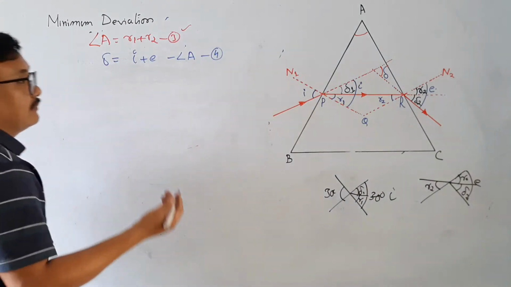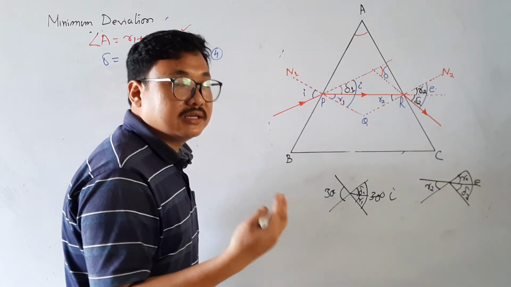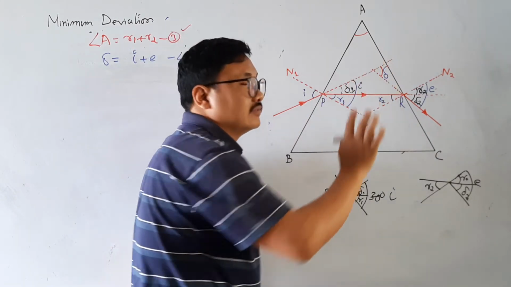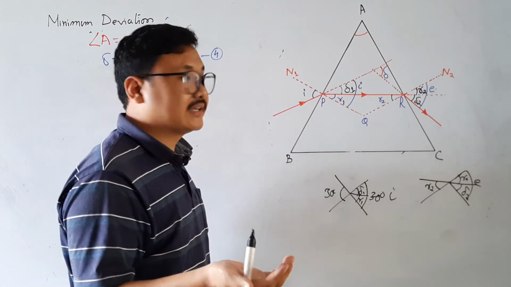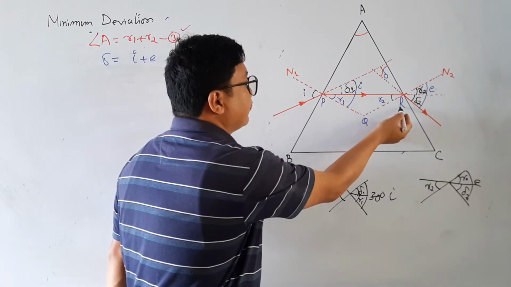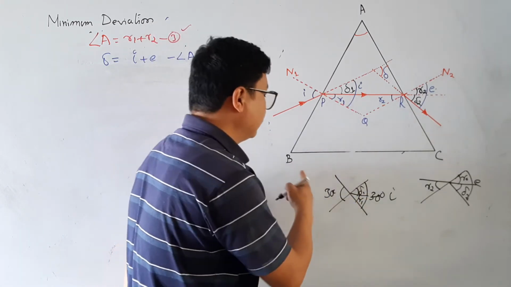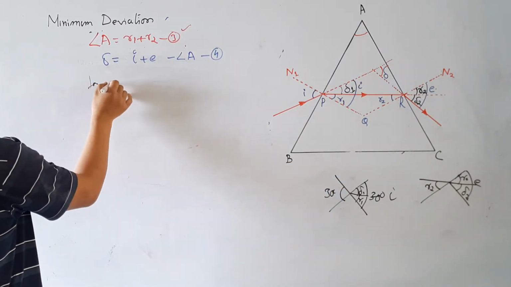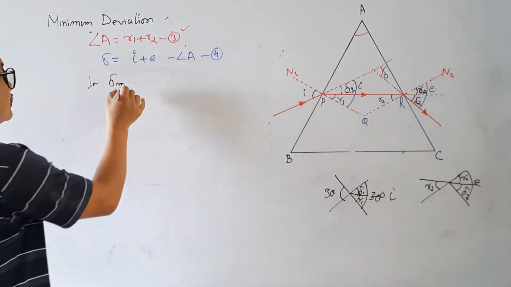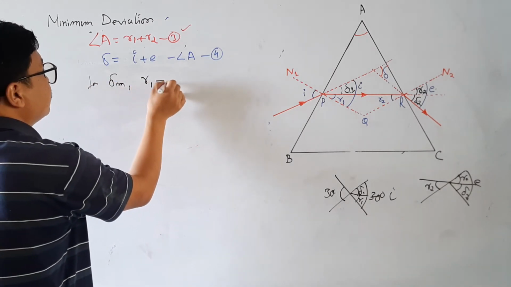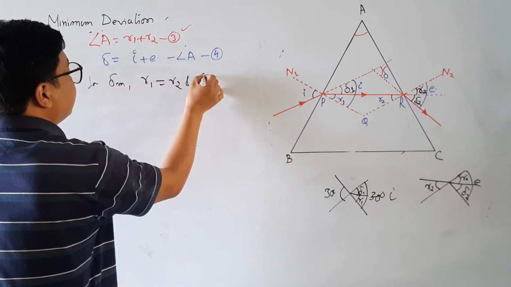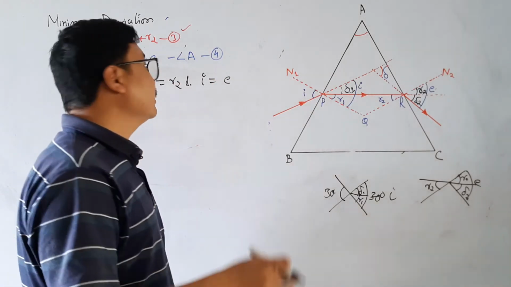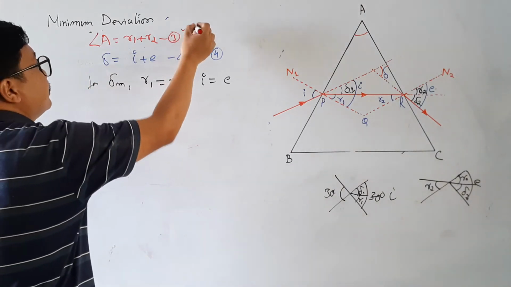Now when will it happen? Let us consider that at a particular angle of incidence, the angle of deviation is minimum. At that time this PR ray travels parallel to BC. So this is the case for delta M, for minimum deviation. R1 will become equal to R2, and I will become equal to E, right? This is for minimum deviation. Then the angle A will get changed.